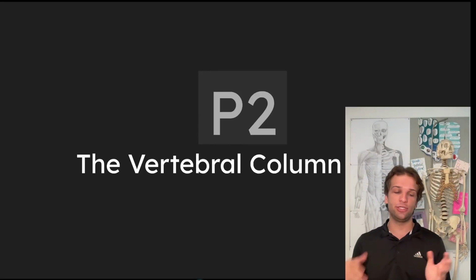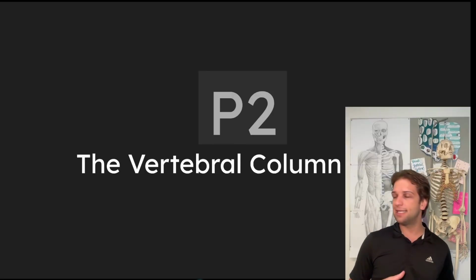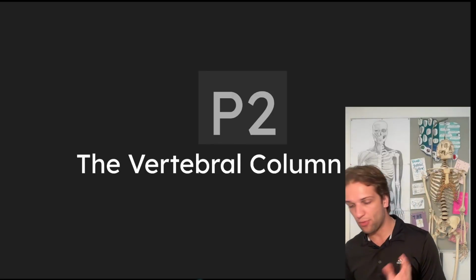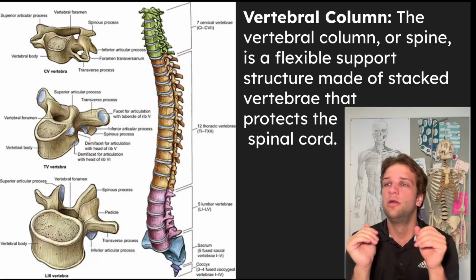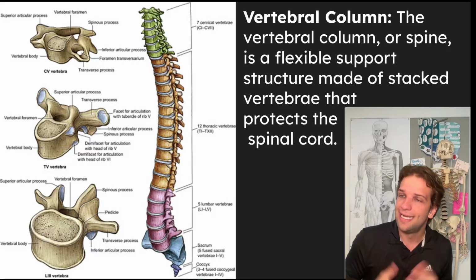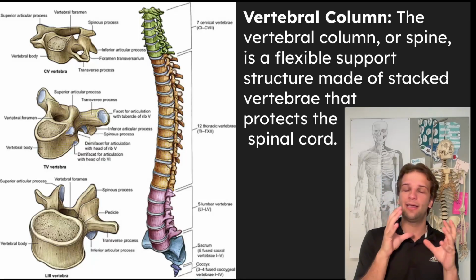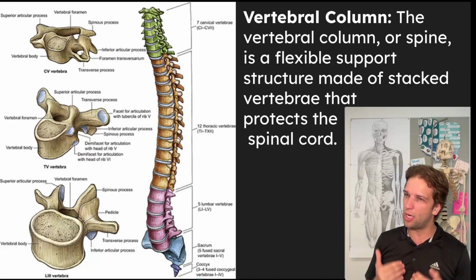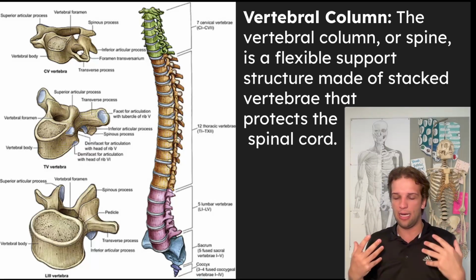Now we're going to jump into the vertebral column and the rib cage. And we're going to start with this vertebral column. So next up, we have our vertebral column. Now, the vertebral column is a large section of our body, of our torso, right? It makes up our entire torso.